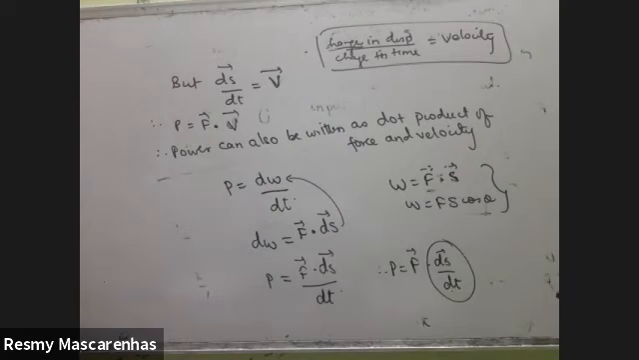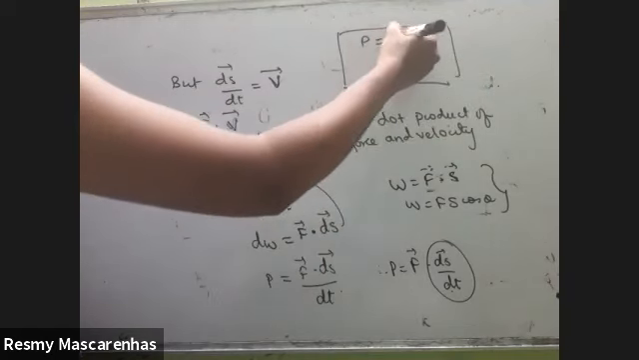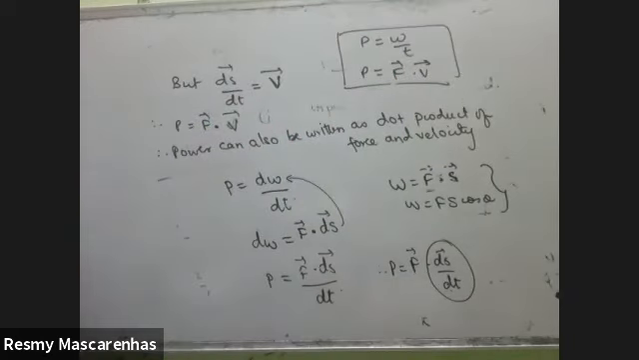You can either write it as work done upon time, W upon T, or F into V. So two formulas, keep them somewhere on the top of the page. Power can be solved in two ways. If you know the force and velocity, you have to use that formula. If you know work done upon time, you can use that.